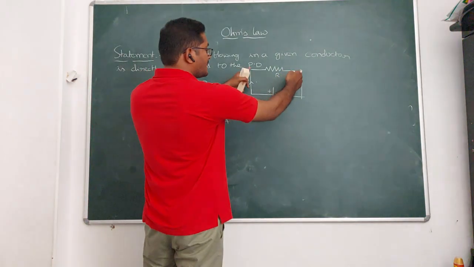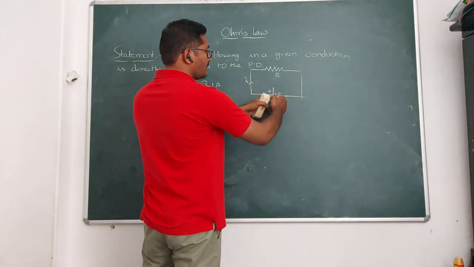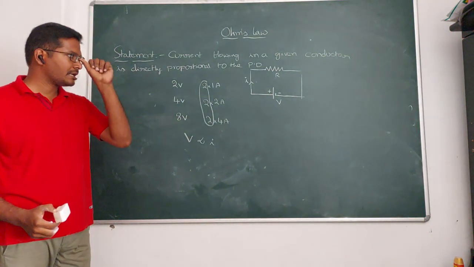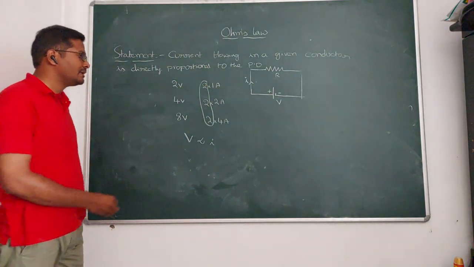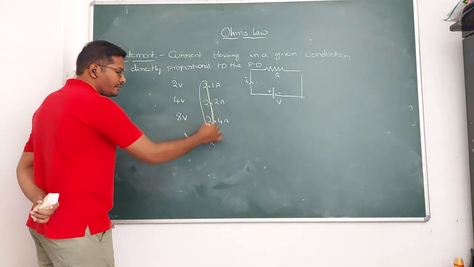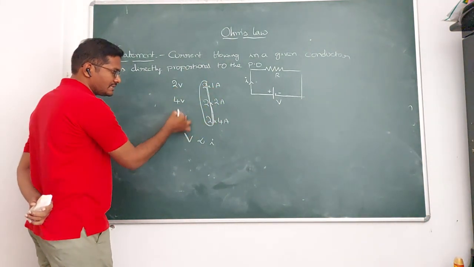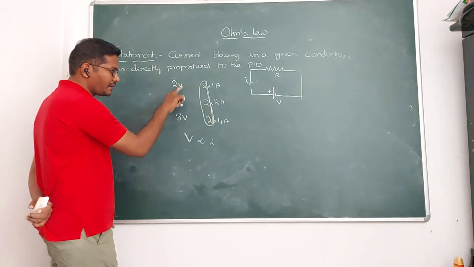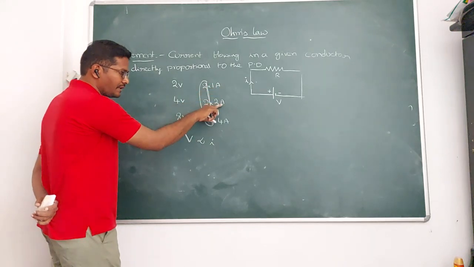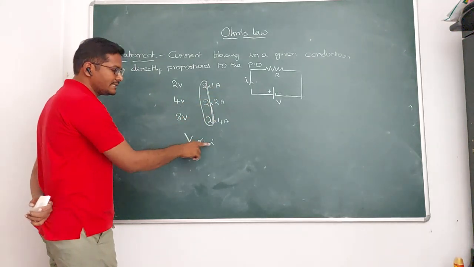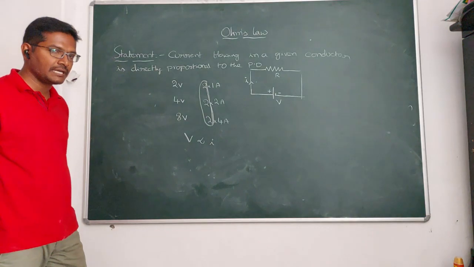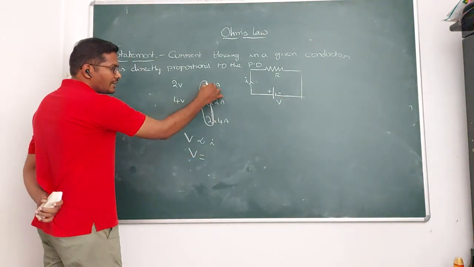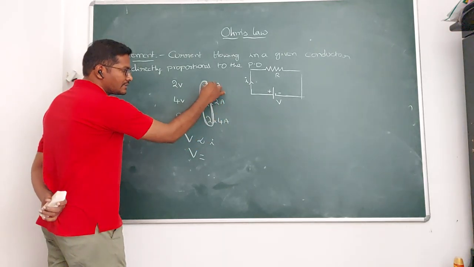So across its ends I am applying V volts, V potential difference. If I increase that potential difference, then the current flowing through the resistance increases. As you are increasing from 2 to 4, current increases from 1 to 2. That means as potential difference increases, current also increases proportionately. Then if you remove this proportionality, you get a constant here.